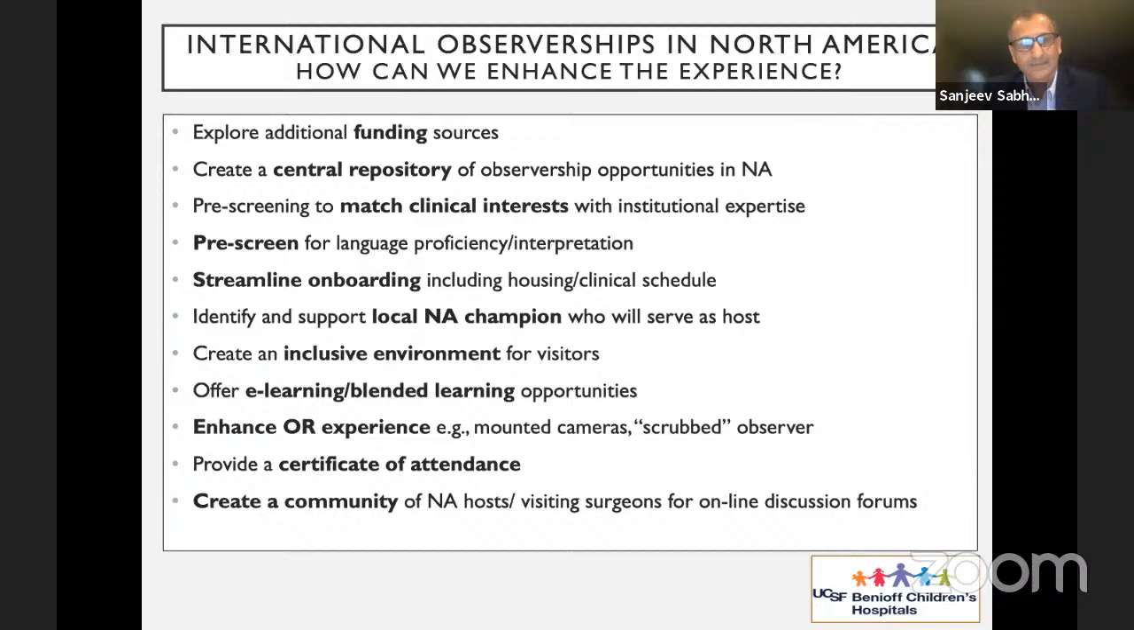Match clinical interests, pre-screen so that there's less issues with cultural and language barriers. Streamline onboarding so that there is no culture shock when somebody from another country comes to the US. Have a local North American champion, and this could go for any country.